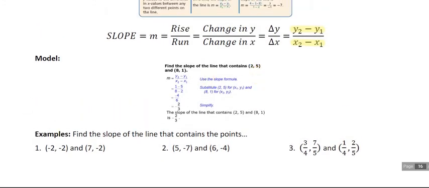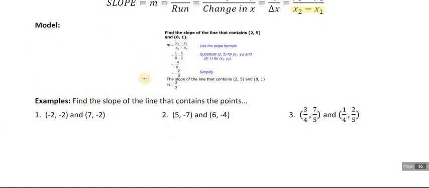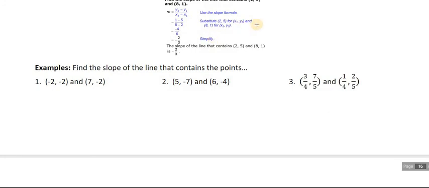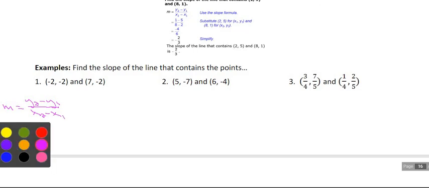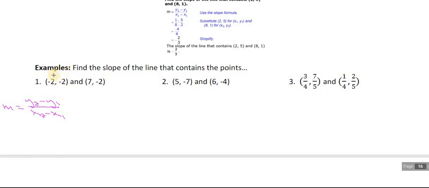Okay, so here's what's going to happen. The model is there, but I'm going to just go straight to the first example to make sure that we are labeling things properly. And the labels, to me, are very important. So because we need to do y2 minus y1 over x2 minus x1, we're first going to write that formula over and over for every single problem. But what I need to do is label my ordered pairs.